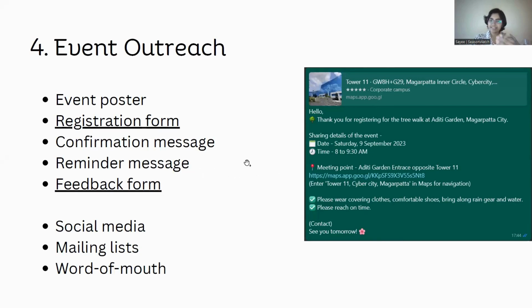A reminder message like this, a confirmation message could also be in the registration form. So when you submit the form, you see one message, thank you for registering or whatever, right? So that also could be a confirmation message. You can also customize that form to send an email directly to the registrant without you having to do anything. So, automate that. Or you can also send a confirmation message on WhatsApp later on and a reminder message a day before your event.